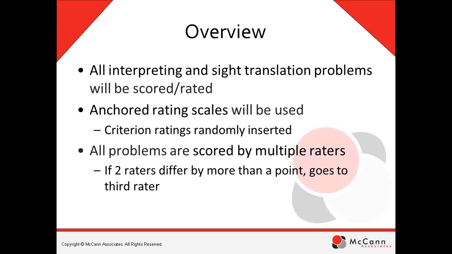All interpretation and sight translation problems are scored. We use anchored rating scales, with a specific quality of the response associated with each score point that the rater assigns. Criteria ratings are randomly inserted during the rating process. This is done to provide a standard measure of quality control of the rating process. All problems are scored by 2 raters. If the raters differ by more than a point, the problem goes to the 3rd rater or the chief, who makes the final score determination for the problem.